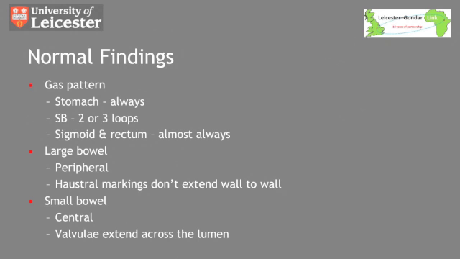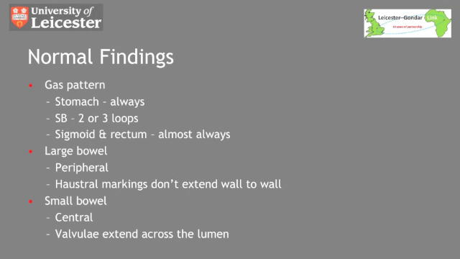The bowel gas pattern seen should give you a lot of information, and remember that gas appears black on x-rays. You should always expect to see some air in the stomach, in 2 or 3 loops of small bowel, and almost always in the sigmoid colon and rectum. Seeing more gas than this may suggest the presence of bowel obstruction.